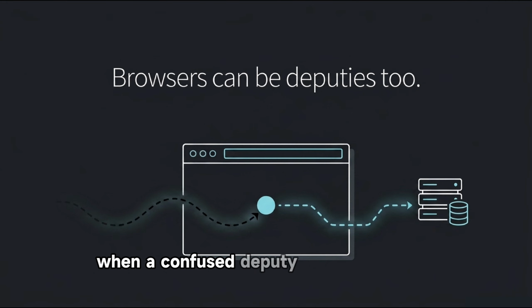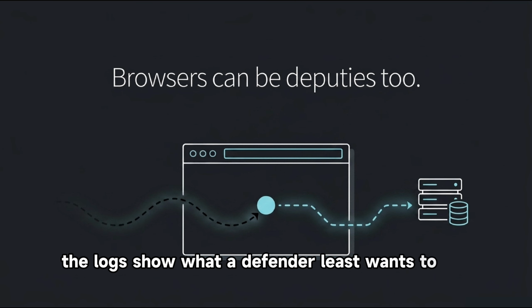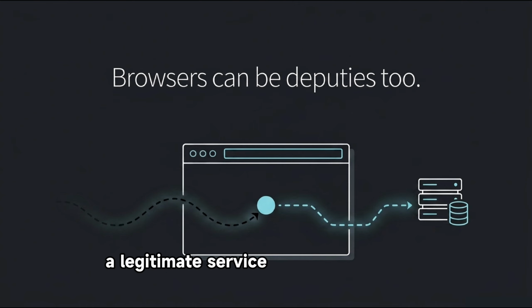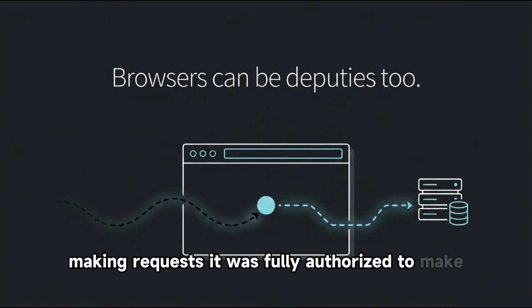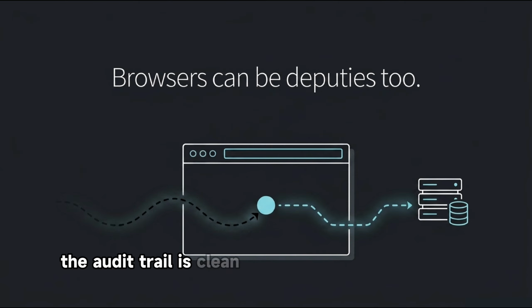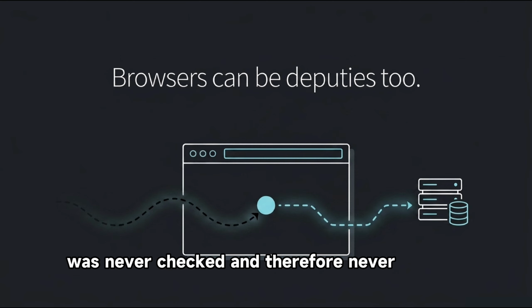When a confused deputy attack succeeds, the logs show what a defender least wants to see: a legitimate service, operating normally, making requests it was fully authorized to make. The audit trail is clean, every action was permitted. The authorization context that should have governed those requests was never checked and therefore never appears.